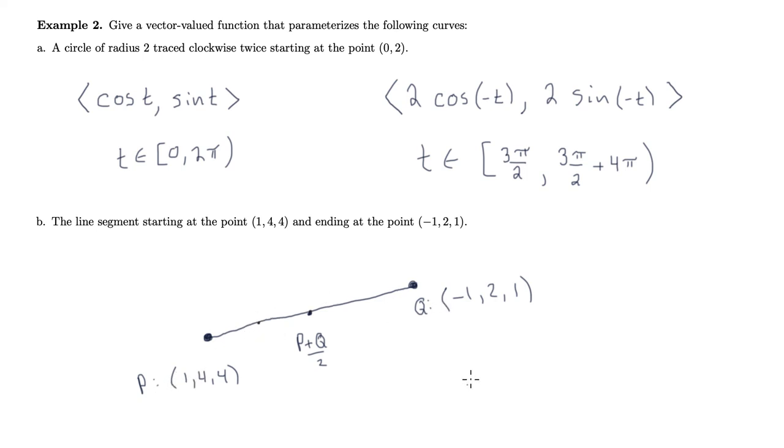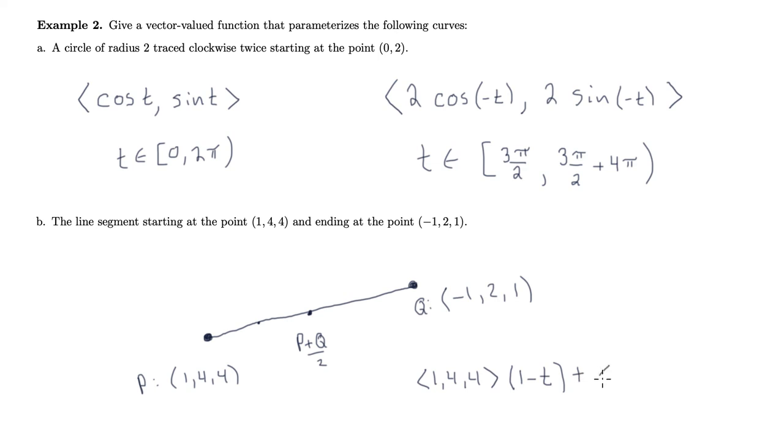So the way we do this parameterization of a line segment, it's also called a convex combination. So what we do is we take the point that we're starting from, 1, 4, 4, and notice I'm writing it in vector notation because I want the vector pointing to that point. And I'm going to multiply it by 1 minus t. And what this is going to do is when t is 0, I'm just going to get 1 times 1, 4, 4. But when t is 1, this point is going to contribute 0 to the combination, because I'm going to have 1 minus 1 is 0.